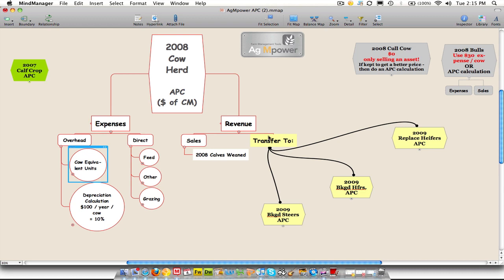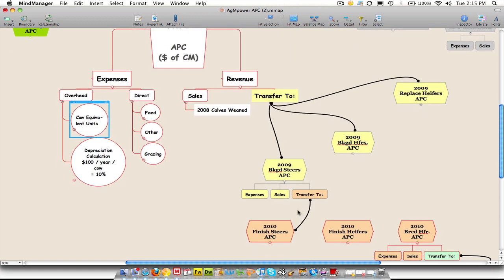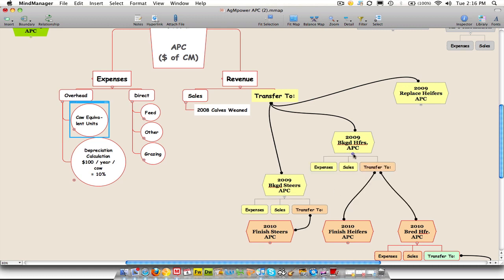What we're going to do is transfer to a new animal profit center. You can move it to the 2009 background steers and background heifers. At the end of it, you can transfer that to 2010 finishing steers, or you can choose to sell them off in 2009. With the background heifers, the same thing. Sell them off, or you can transfer it to a finishing heifer or to a bred heifer animal profit center.